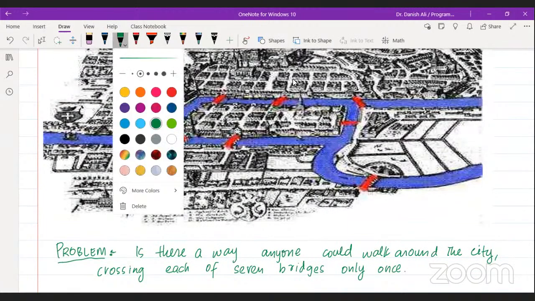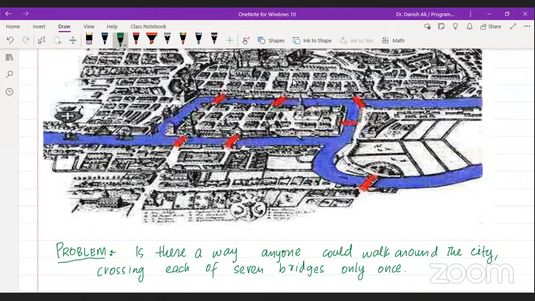For example, if I try with black color or green color. So for example, somebody starts from here, he moves along this, and then he crosses this bridge, and let's suppose he then goes here, and then this bridge, and then let's suppose he uses this bridge, and then this bridge. And now he is stuck here because he has already used these two bridges. So this is not the path which gives you the solution.